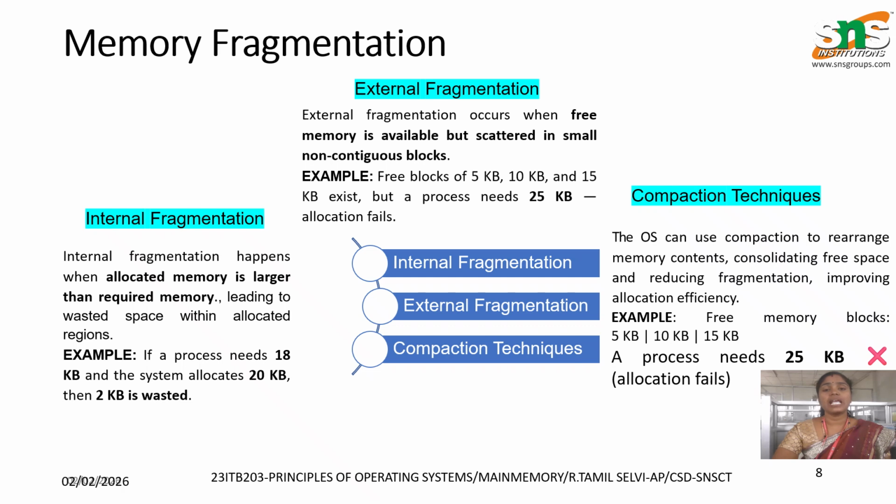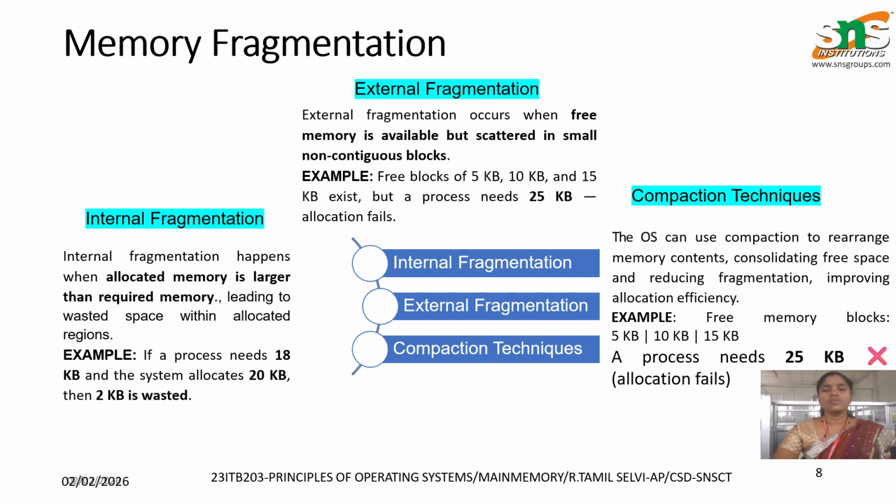The second type is external fragmentation. External fragmentation occurs when free memory is available but scattered in small non-contiguous blocks. For example, we have free blocks of 5 KB, 10 KB and 15 KB scattered in our memory, but a process needs 25 KB continuously. So allocation fails. This concept is called external fragmentation. And the third category is the compaction technique.